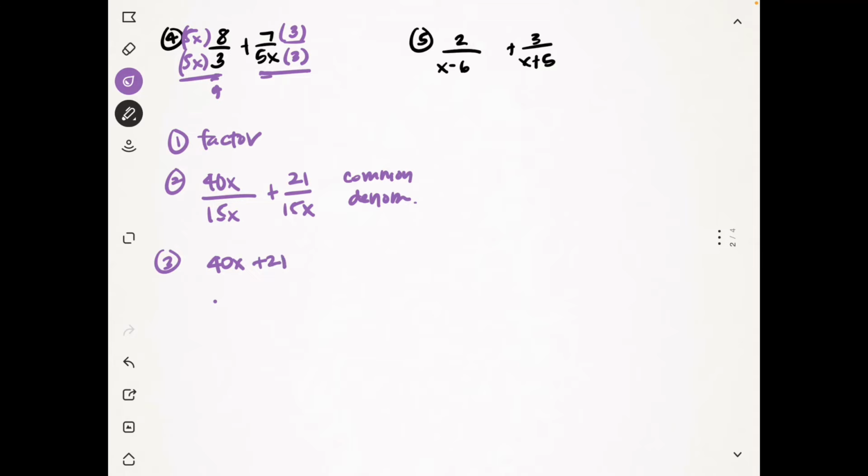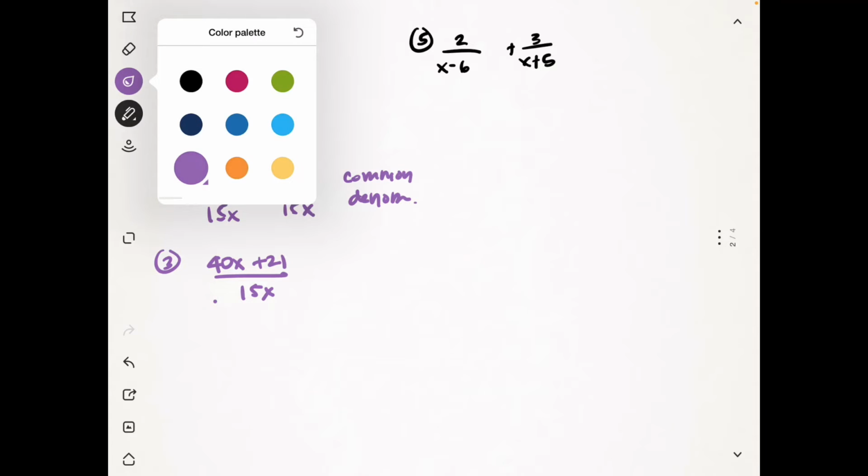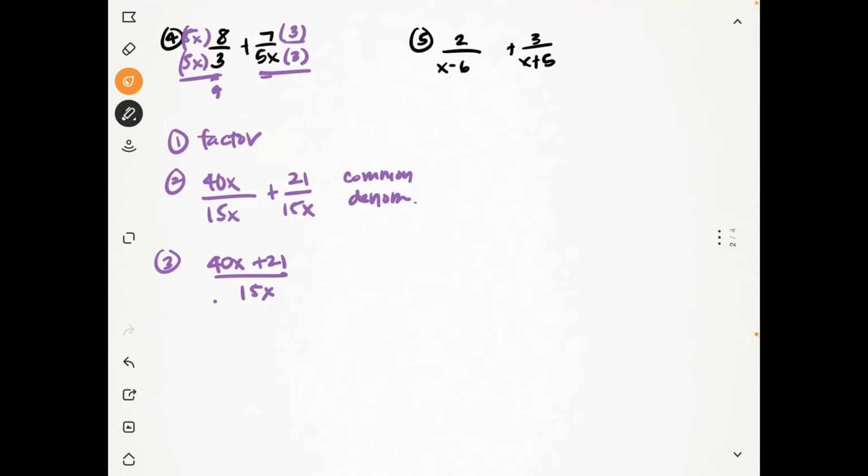plus 21 over 15x. Okay, the next one is a little bit more complex because we have binomials in the bottom. We have two terms, right? X minus 6, then we have the x plus 5. But the process is the same, right? So first step, well, we can't factor it, right? X minus 6, x plus 5, they don't have any common factors. So we're good, we'll skip that step.